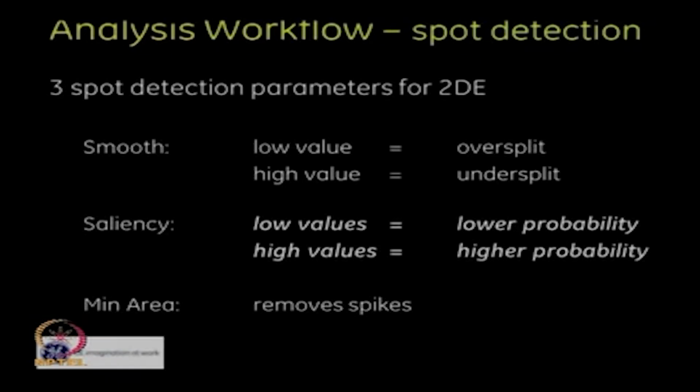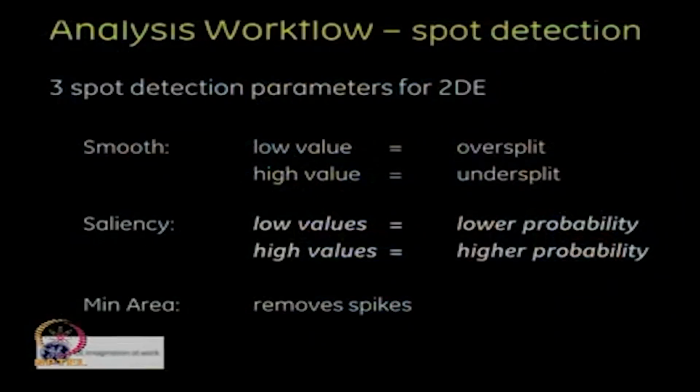So if you are trying to detect the spots, first of all you need to give certain commands and parameters to the software itself. These are the three parameters: smoothness, saliency, and minimum area. One needs to define them and play with the numbers. There are optimum numbers. For smoothness, 2 to 3 is quite enough. There is not much variation in this.